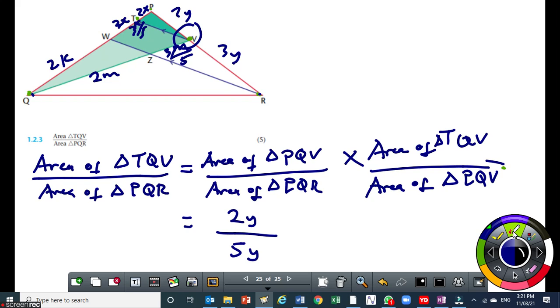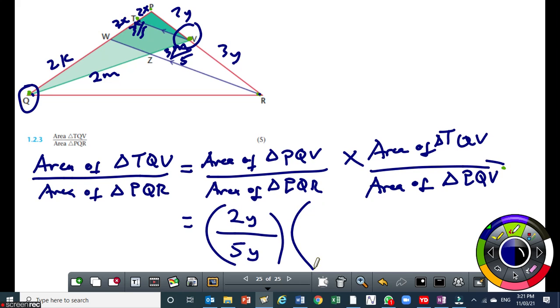It's because these two triangles share a common vertex, which is this one. Okay? They share a common vertex. Remember, we have got PQV and PQR. I think we did probably. Yeah, we did. Right? But let me write it this way, times the area of TQV over area of PQV.